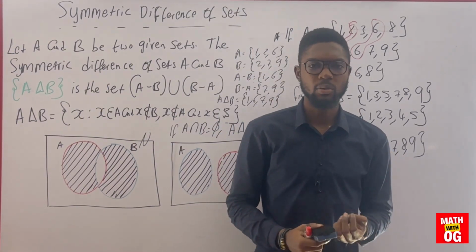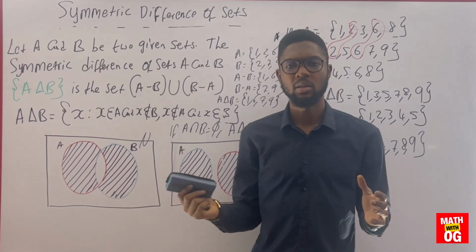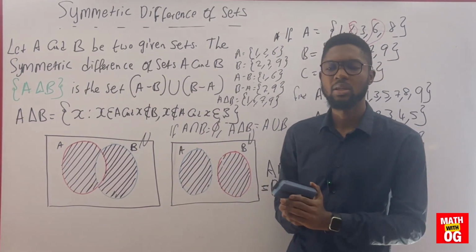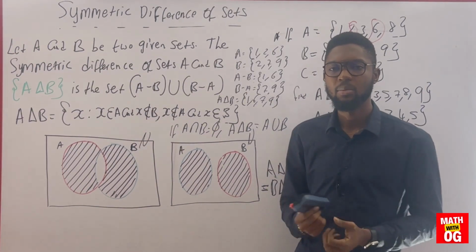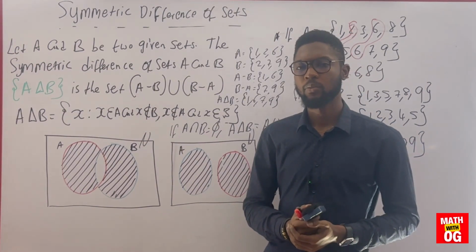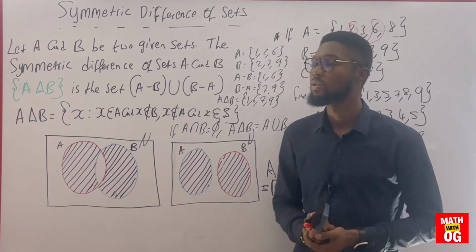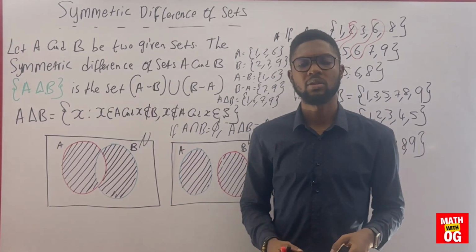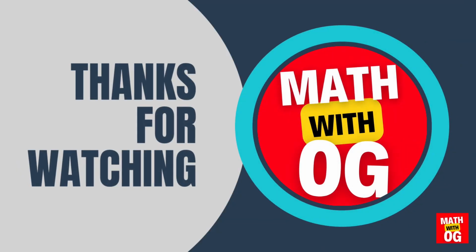List out A minus B, list out B minus A, add them together, you get a symmetric difference. Or list out all the elements in A and B, eliminate what is common. So that's that for symmetric difference of sets. Now next video we'll look at other aspects of sets.